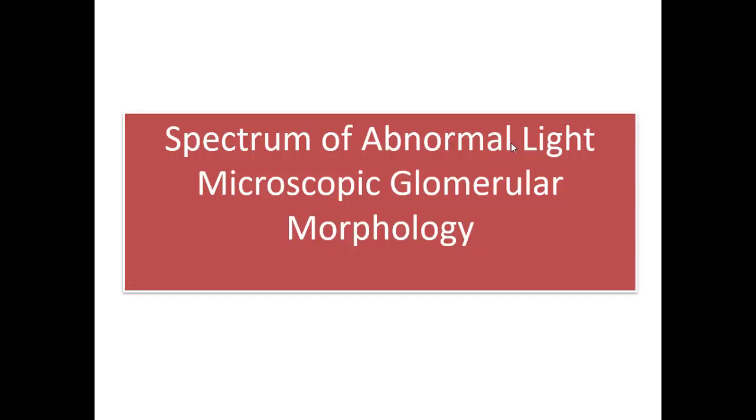And this is the last section of the lecture. And as I mentioned from the first slide, this is the most important section in this lecture. So please concentrate in this section. The spectrum of abnormal light microscopic glomerular morphology. So what's the meaning of this? What are the changes we are expecting to see in the light microscopy of the glomeruli?